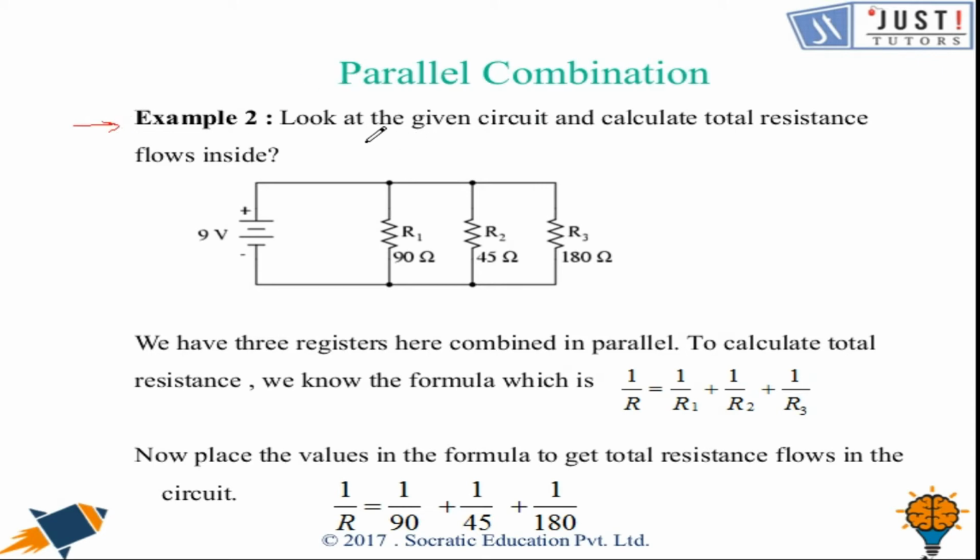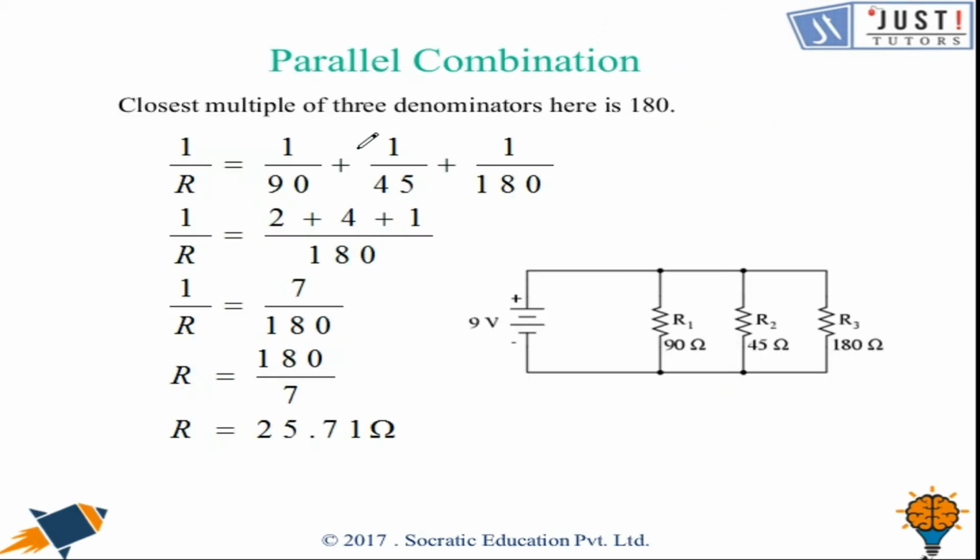Example: look at the given circuit and calculate the total resistance. We have three resistors connected in parallel combination, that is 90 ohms, 40 ohms and 180 ohms. As we have the formula 1 over R is equal to 1 over R1 plus 1 over R2 plus 1 over R3, we'll substitute the values of each resistor in this formula and work it out. While doing the calculation, we get 1 over R is equal to 7 over 180. Now don't forget to take the reciprocal to find the value of R. So it becomes 180 divided by 7, which gives 25.71 ohms. This is the total resistance in the circuit.